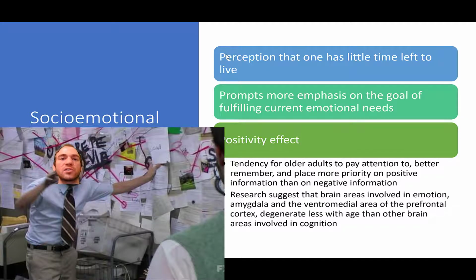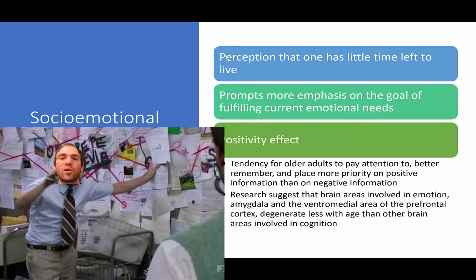And some researchers argue that this is reflected in the fact that brain areas involved in emotions degenerate less with age than other brain areas involved in cognition. So the idea here is that these emotional areas of the brain that are associated with processing emotion deteriorate at slower rates than other areas of the brain. This allows for the processing of emotional information to remain at consistent levels across the lifespan.